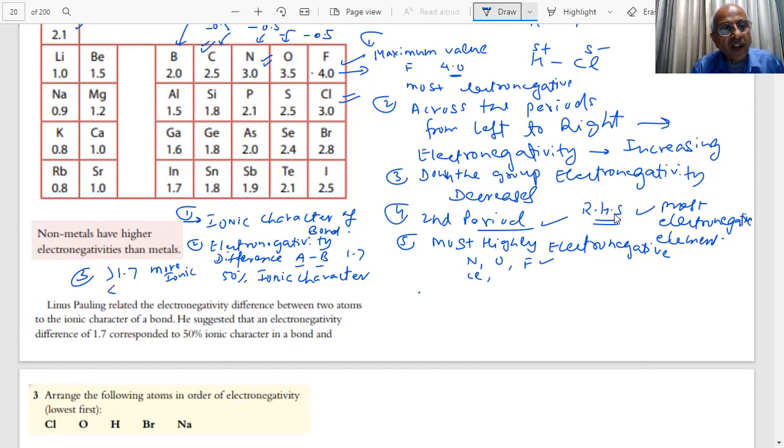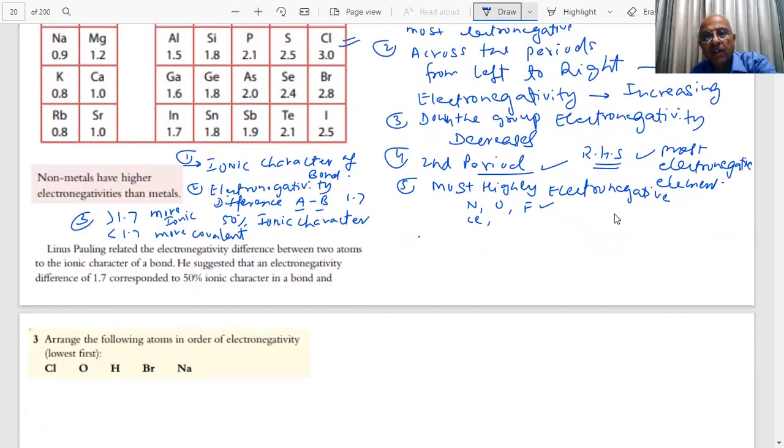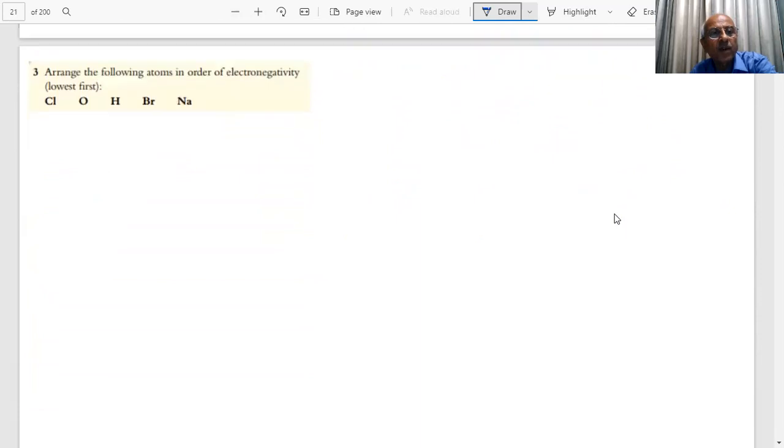And if it is less than 1.7, then there is more covalent character in the bond. No bond is 100% covalent or 100% ionic. There is always some ionic or covalent character present in a bond, student. So you can easily see the scale which we have given. This was given by Pauling, student.